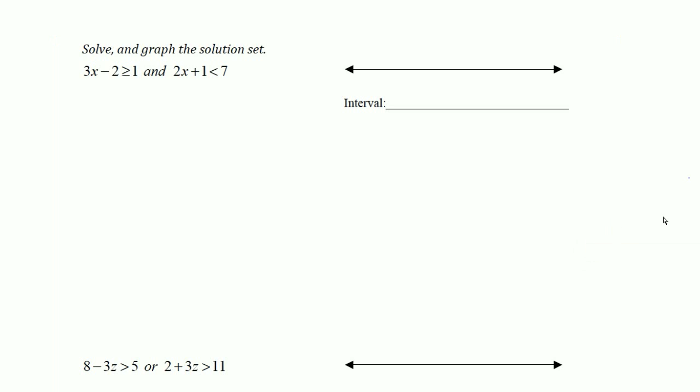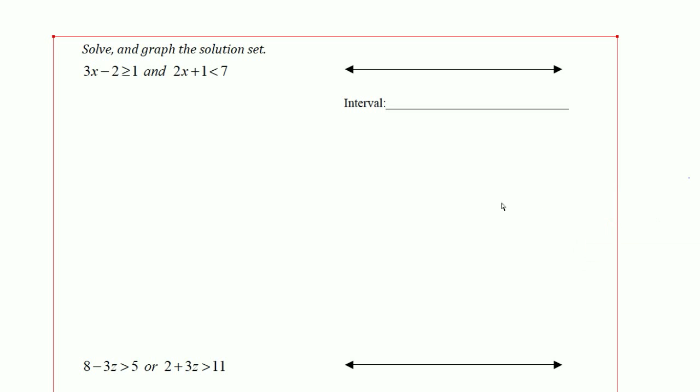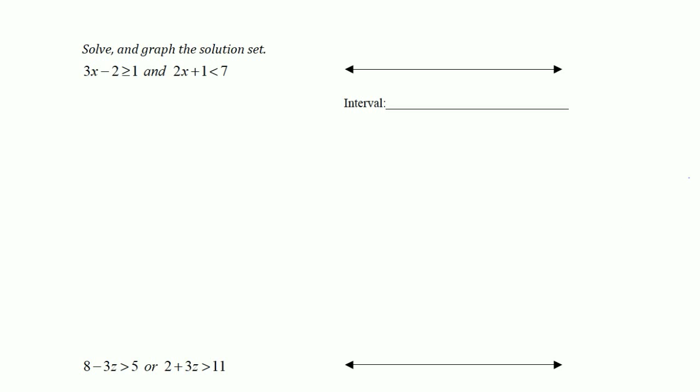Solve and graph the solution set. So we have a compound inequality here. We need to solve these individual inequalities, and then we can take the intersection in this case because we have an and statement. So we'll solve the individual inequalities and then we'll take the intersection of the solution sets.